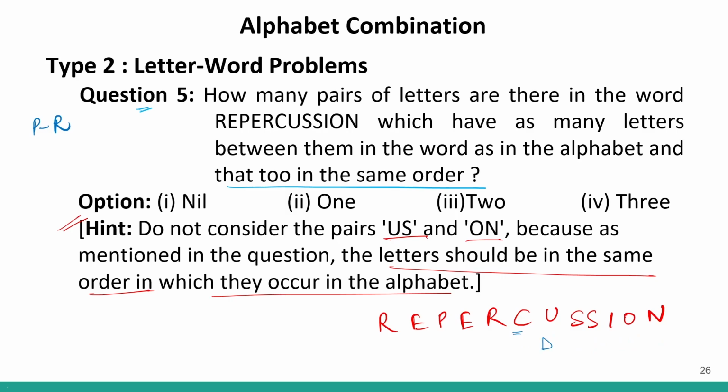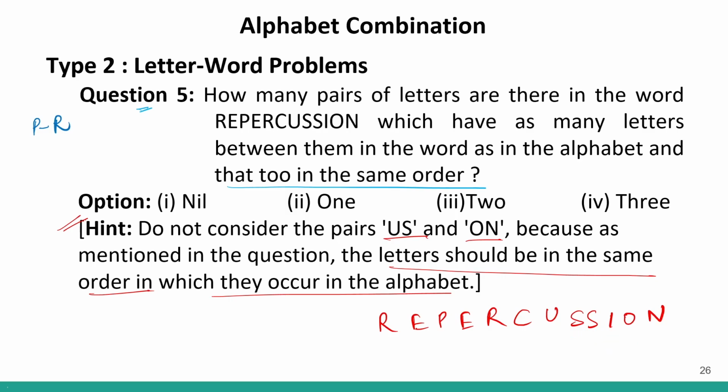After C, we have D, E, F, G, H, I. Anything common? No. So we will move on to U. After U, we will start from V, W, X, Y, Z. Nothing is common, so we will move on to S. After S, we have T, U, V. Nothing is common.